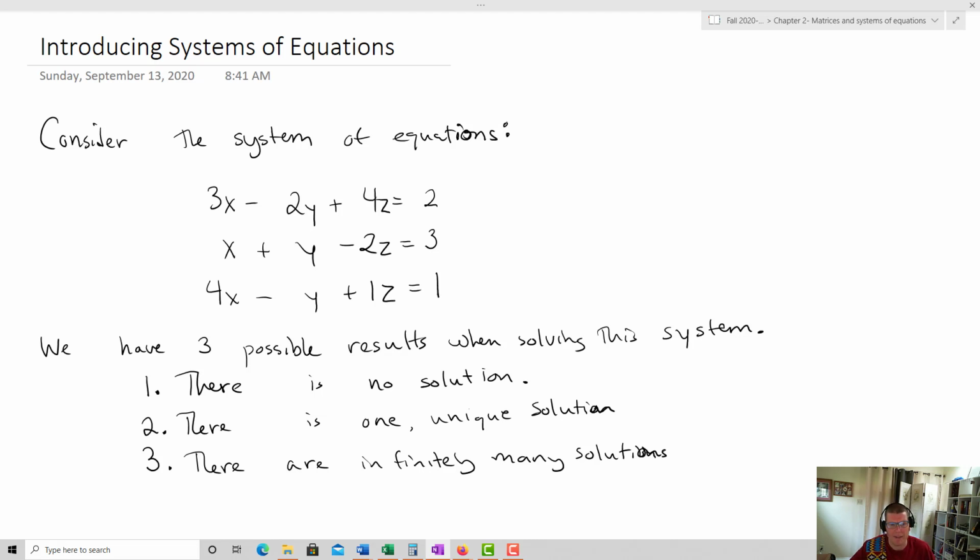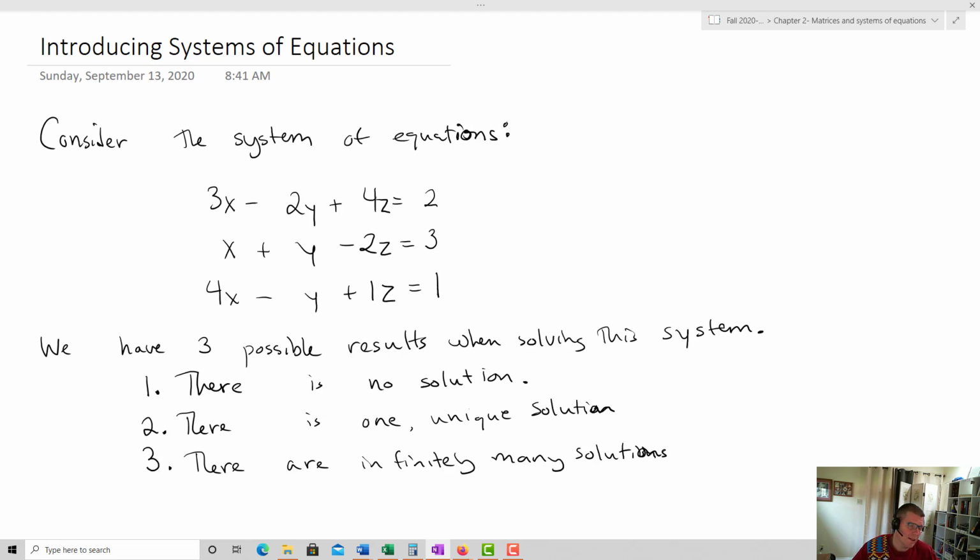Now, if I talk about this system of equations, I want to think about how many different solutions I could possibly have. And when we talk about solutions, we're talking about values for x, y, and z that make the system true. That is, that allow us to have all three of these equations be true, so that the left-hand side and the right-hand side end up being actually equal to each other.